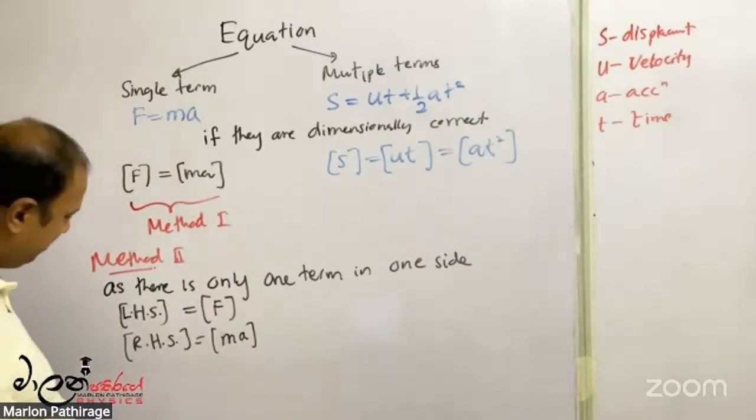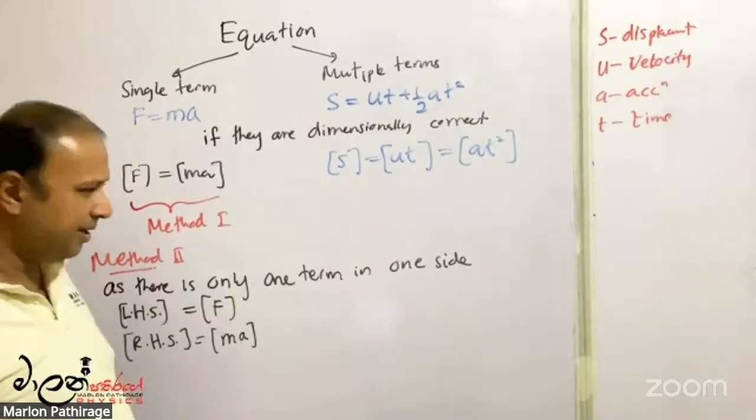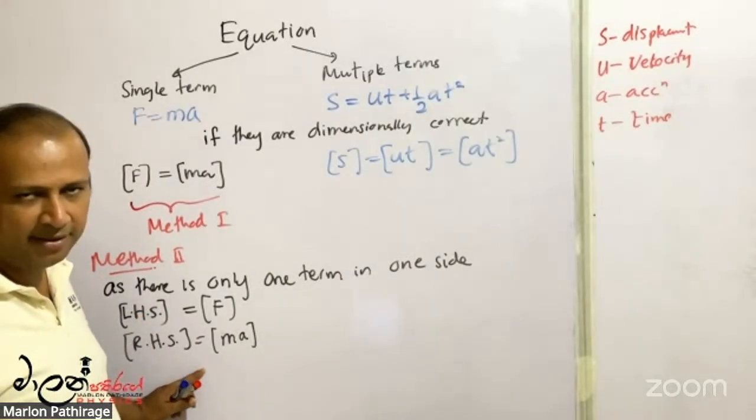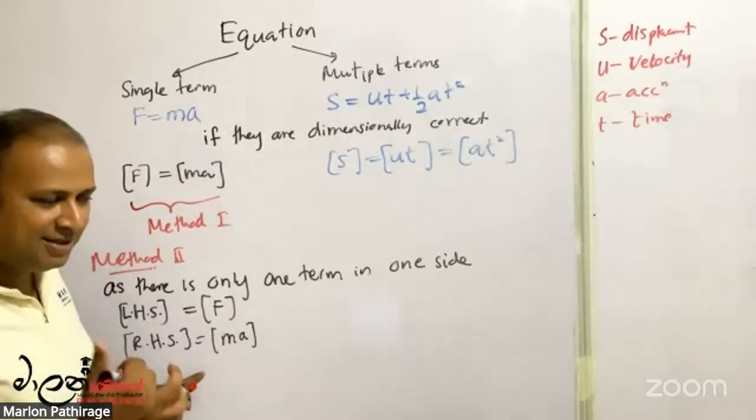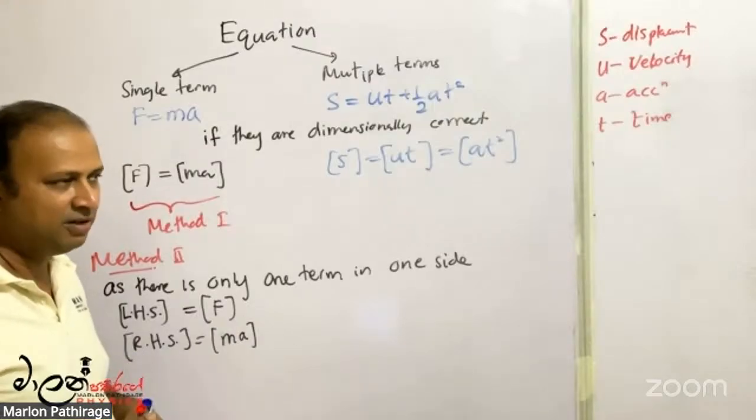Therefore, if it is dimensionally correct, then I can say the dimension of the left-hand side should be equal to the dimension of the right-hand side. Right? This is for only a single-term equation.